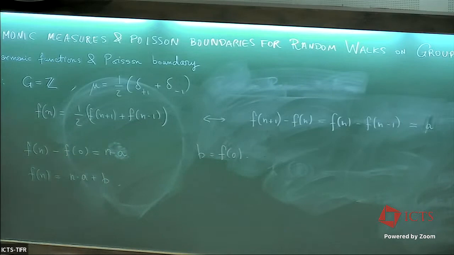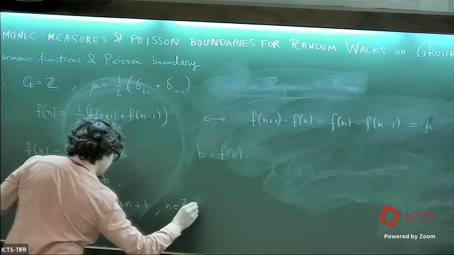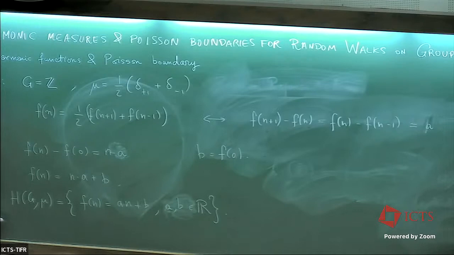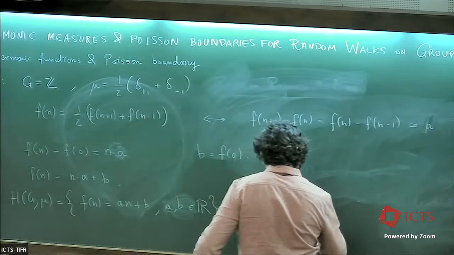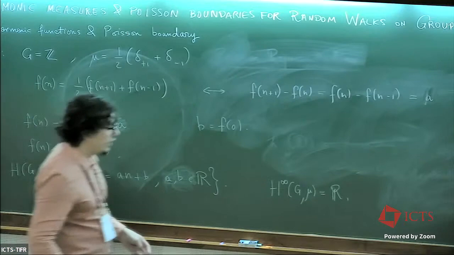So in general, if we just write H to not say the boundedness, in this case f of n is just an affine function, where a and b are any reals, so we have a vector space of dimension two. And of course, if you want to study the bounded ones, you can see immediately that whether n is positive or negative, there are no bounded ones except for the constants. So the only bounded ones are the constants. So in this case, they were not very nice, very rich harmonic functions. You just have the more or less trivial ones.